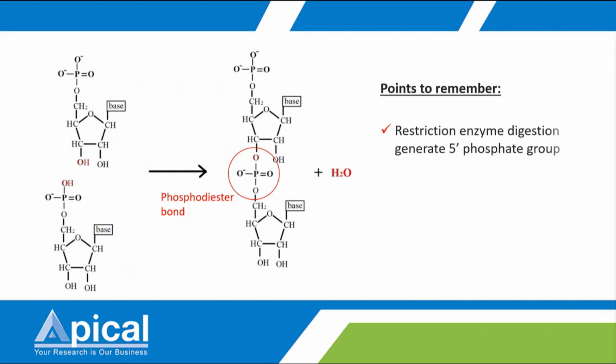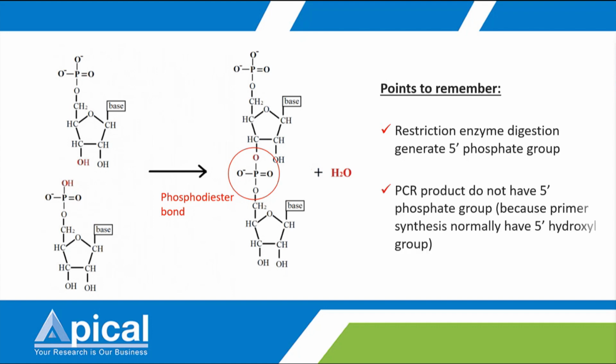One is that RE digested DNA or insert will have a 5 prime end with a phosphate group. But for DNA generated through PCR, if you perform a PCR to get your gene of interest, then usually the primers do not have the 5 prime end with phosphate, unless you request to add this 5 prime phosphate in your primer when you order the primer synthesis. So primers don't have the 5 prime end phosphate, and your PCR product also does not have it.